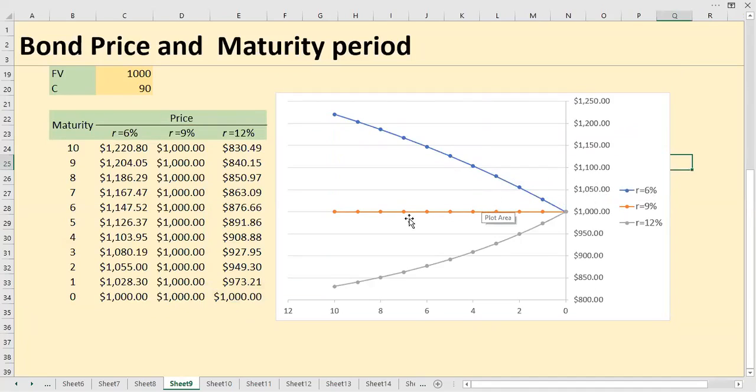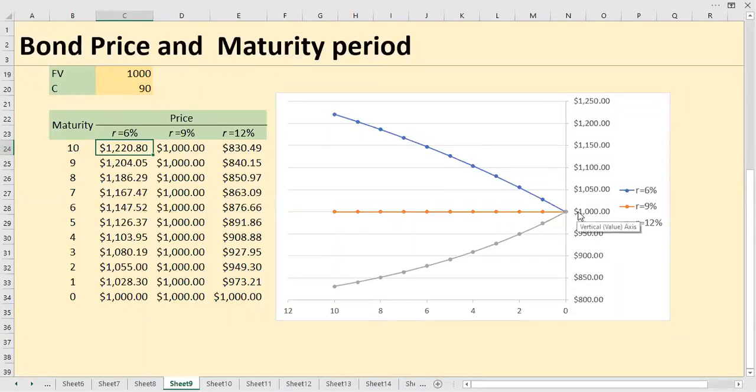Now, when the required rate of return is lower than the coupon value, here the coupon value is 9% and the required rate of return is 6%, that is the blue line. When R is equal to 6%, it will start on the investment day at a value higher than the face value. Here the value is 1220, and as you approach your maturity, it will keep decreasing and settle down at the end of the maturity period at the 1000 rupee value.